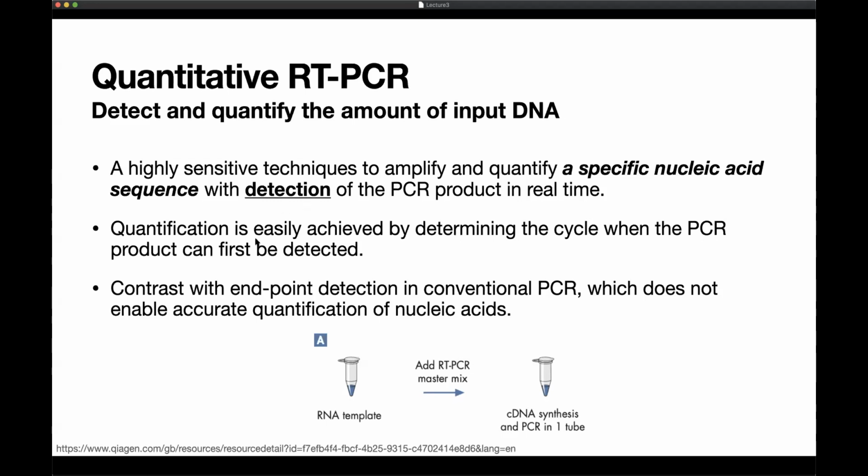Quantification, it basically can also tell you not if there is some virus, but how much there is, which is important, as you will learn from the reading assignment today. Quantification is achieved by determining the cycle when the PCR product can be first detected. And this is in contrast with traditional endpoint detection conventional PCR, which does not enable accurate quantification of nucleic acids. So this is all based on actually a great resource from QIAGEN, which is a commercial producer of a lot of the reagents and kits for RT-PCR.